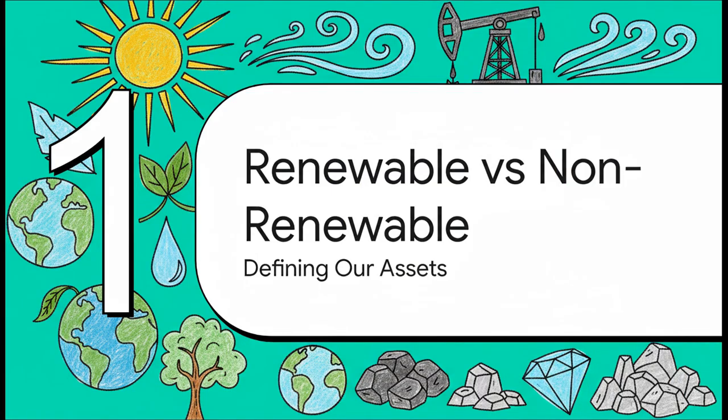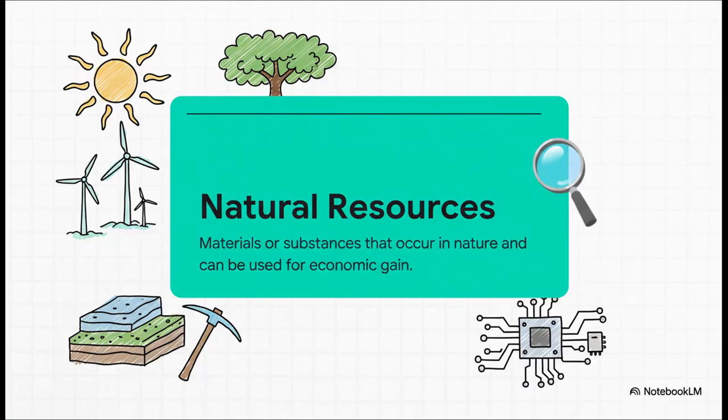All right, so first things first. Before you can balance any budget, you have to know what's actually in the accounts. Section 1 is all about defining Earth's assets. What exactly are we working with here? So at the most basic level, what even is a natural resource? Well, it's pretty much what it sounds like, materials we find in nature that we can use to make a living. And this means everything from the sunlight hitting your roof to the rare metals that make your smartphone work. It's a huge category, so we've got to break it down.